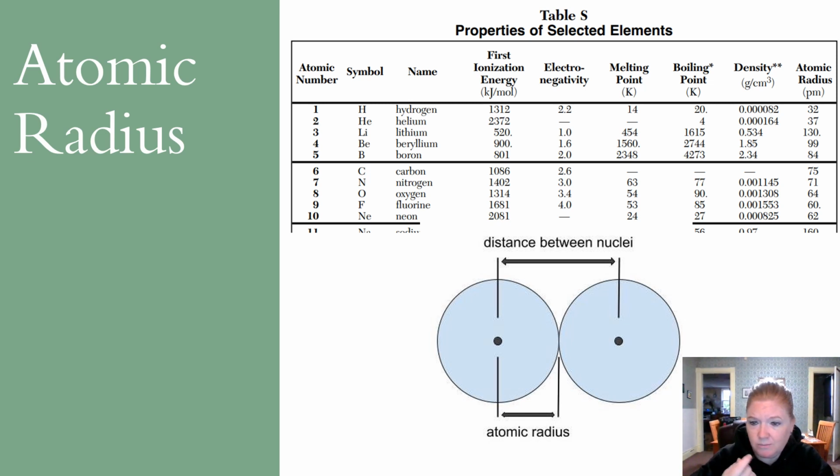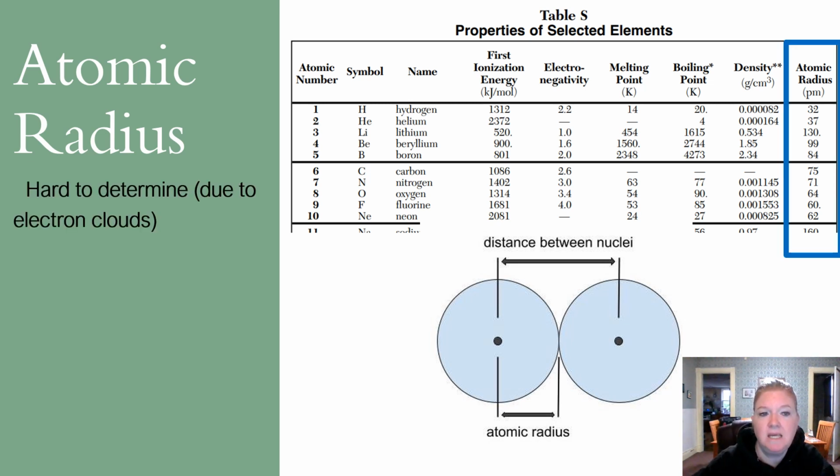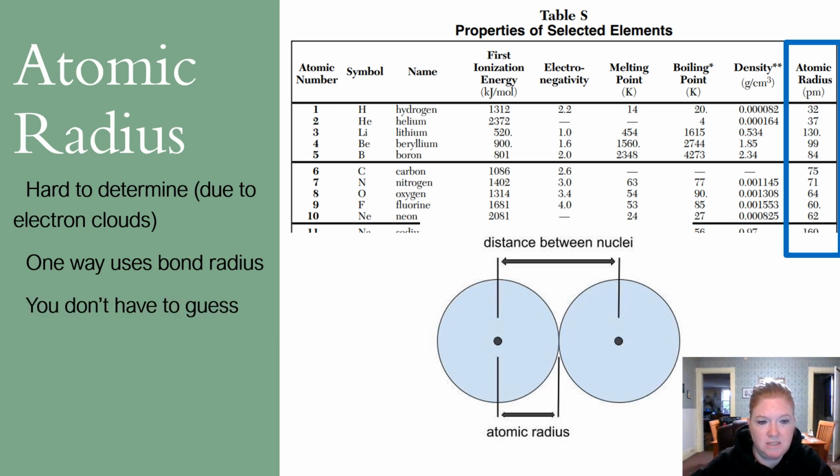So kind of a weird way we get it, but anyway, the values are still on table S. And it is a little bit hard to determine, so we use the bond radius. But again, you don't have to guess for these values. They are on table S, but it does help to have an idea in your head so that you have less to look up. Because if you have to look up everything, sometimes you run out of time. So again, look at table S for the values, and let's look at the trends.